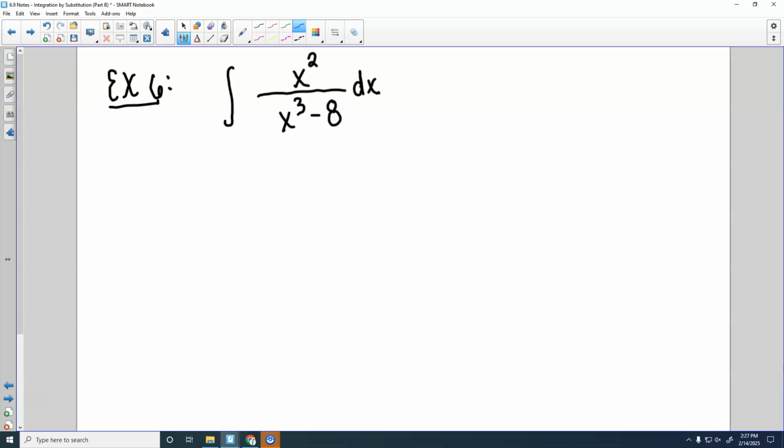All right, so in this case, there's kind of a lot going on there. It's not always the denominator that needs to be the u, but a lot of times it is the denominator that needs to be the u. So in this case, if I let my denominator be x to the third minus 8, then du would be 3x squared. Derivative of 8 is just 0, but I do need a dx over here.